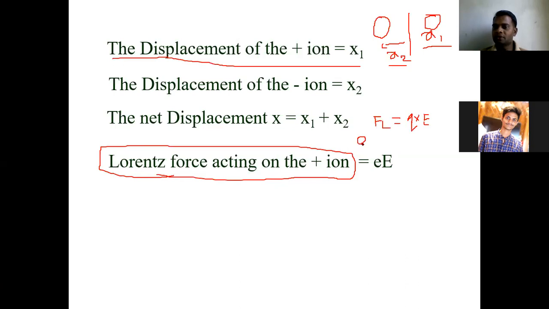If you are talking about a positive ion, that is plus e. If you are talking about a negative ion, that is minus e. Are you clear? Okay. Therefore, in the place of charge, you can write small e. In the place of electric field, you can write capital E. Are you understood?